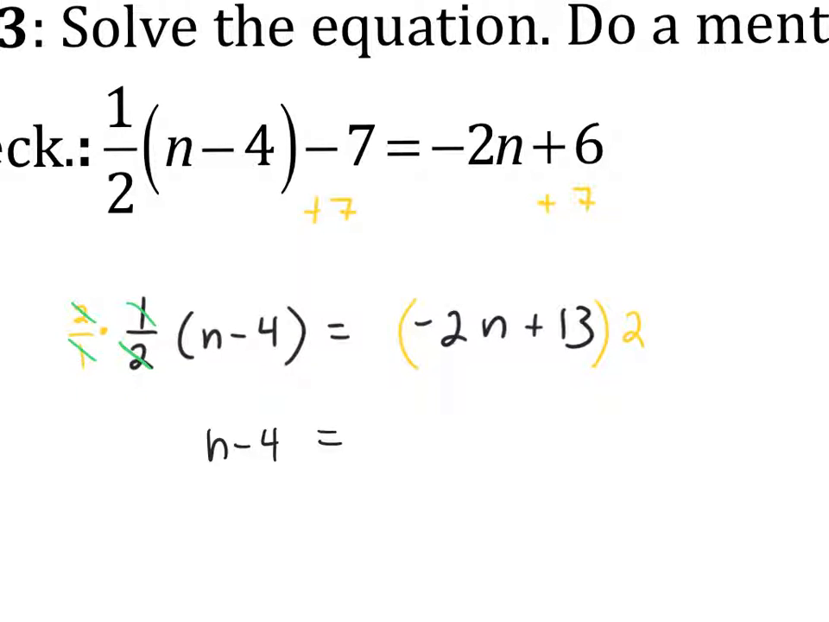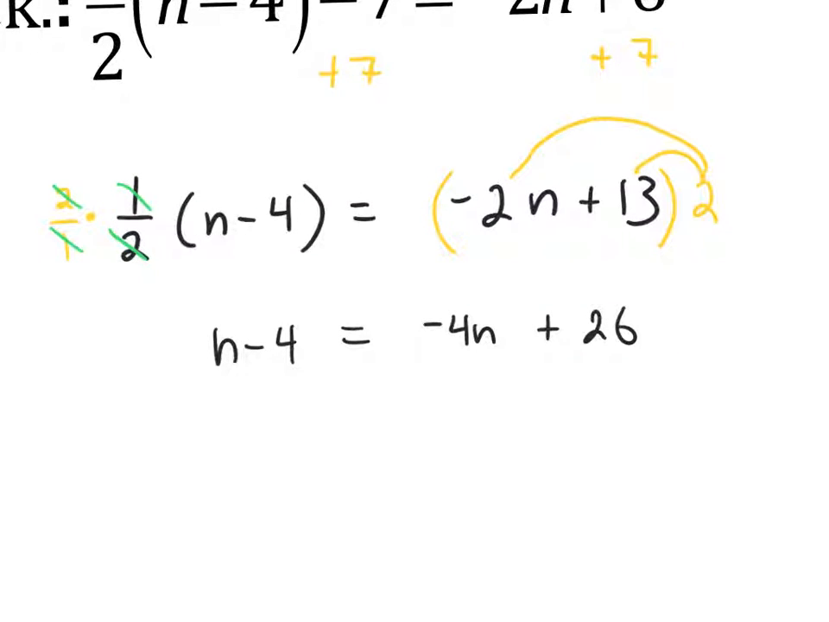On the right side, I get to distribute that 2 there. So now I have -4n plus 26. Now let's finish this up. Easiest if I add 4n to both sides. And while I'm here, let me go ahead and add the 4 here so that the constant gets deleted on the left side. So now I'm left with 5n on the left, and I have 30 on the right.